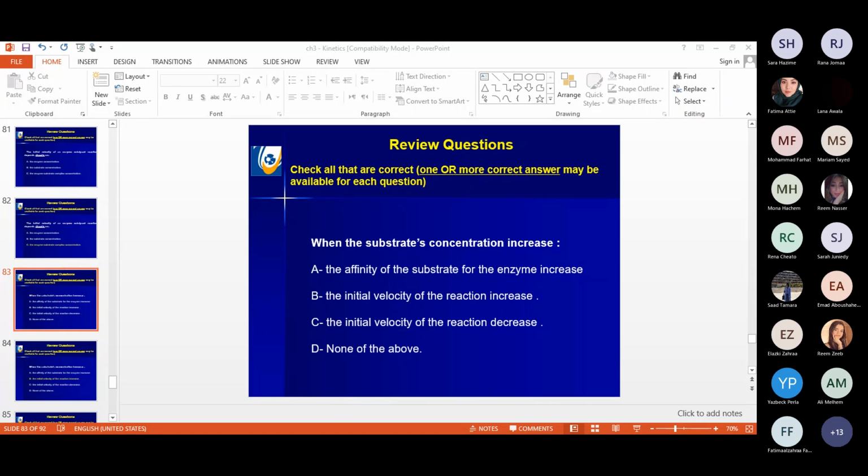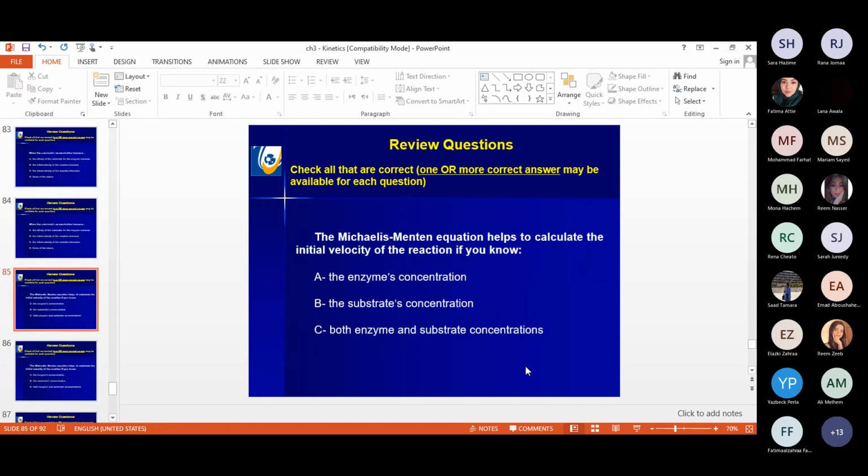Go ahead, Mileia. The initial velocity increases. The initial velocity increases. Bravo. Next, the Michaelis-Menten equation helps to calculate the initial velocity of the reaction if you know what? If you know the enzyme concentration, if you know the substrate concentration, or if you know both enzyme and substrate concentration.